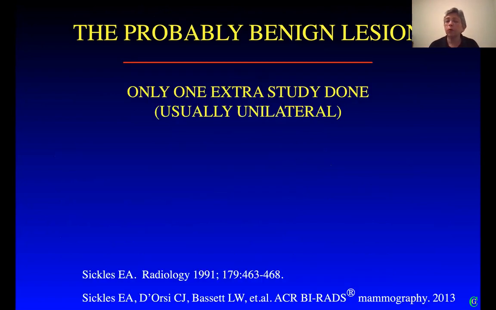So in essence, what we're saying is that when you assign a lesion into the probably benign category, it has been evaluated, you have all the information you need on the lesion, you're only going to do one extra study, and it's usually a unilateral. Occasionally, you might have a patient who has bilateral lesions, but most of these are unilaterals.